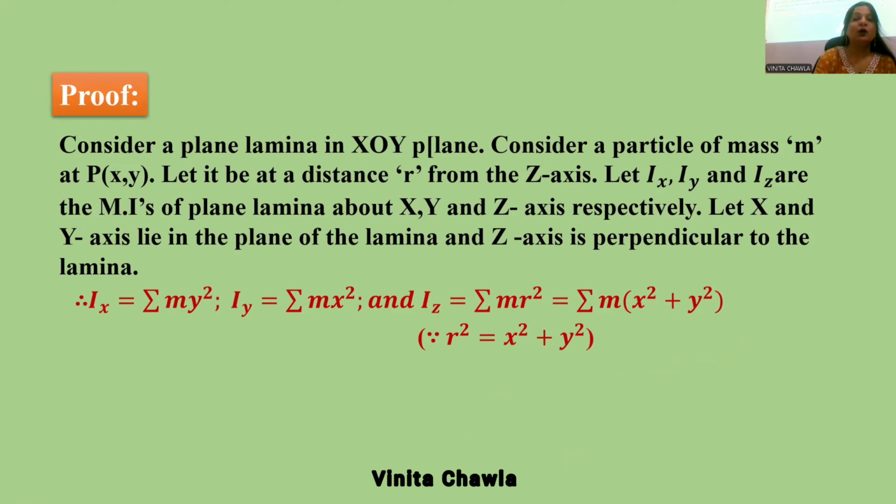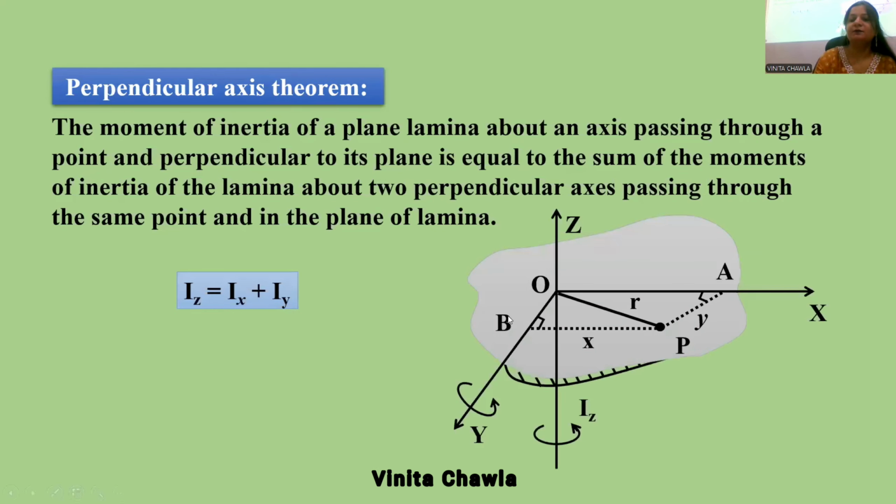जैसे मैंने बताया आपको. So let x and y lie in the plane of the lamina and z-axis perpendicular to the lamina. देखो अब आपका जो Ix है, we can write Ix as summation over m y square. Why m y square? एक बार देखो यहाँ पे. जब आप Ix फाइंड कर रहे हो, इसका मतलब ये है कि आप मोमेंट ऑफ इनर्शिया फाइंड कर रहे हो about x axis, and we have a particle at point P, and this particle is in the xy plane.